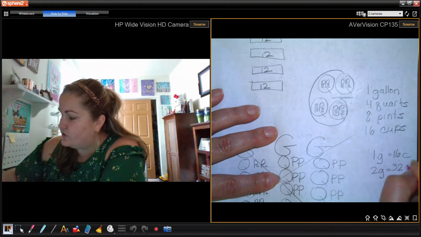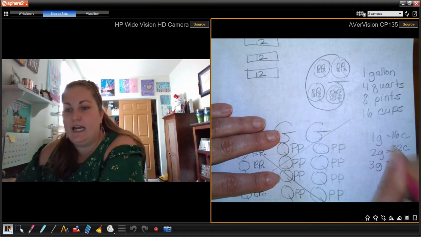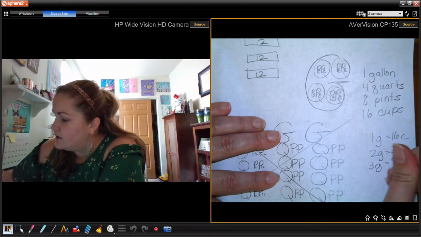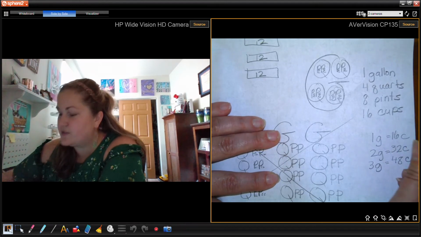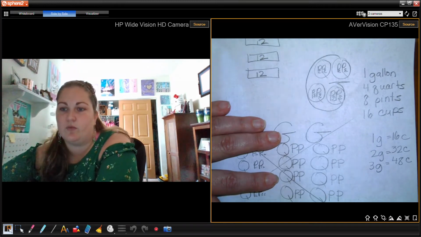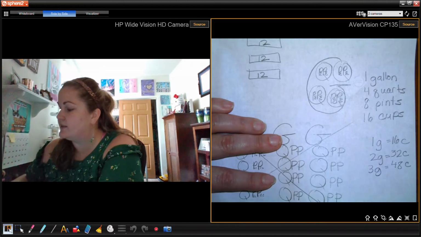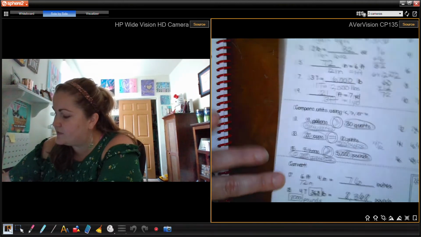Okay, so if I know 1 gallon is 16 cups, 2 gallons, that would be double that, which would be 32 cups. And if I want 3 gallons, I'd have to add another 16, which would be 48 cups. Don't make the mistake of trying to double it again, because if you doubled it again, you would have 64, and that would actually be 4 gallons. So that's 48 cups.